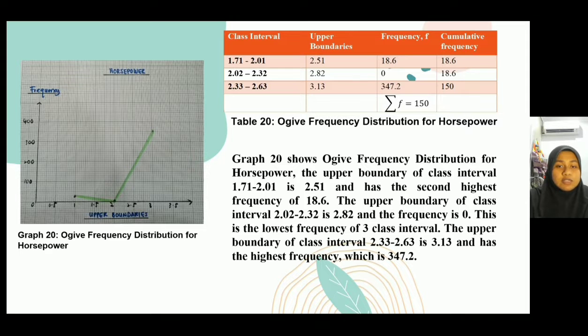Graph 20 shows the OGIF frequency distribution for horsepower. The upper boundary of the class interval 1.71 until 2.01 is 2.51 and has the second highest frequency of 18.6. The upper boundary of the class interval 2.02 until 2.32 is 2.82 and the frequency is 0. This is the lowest frequency of the 3 class intervals. The upper boundary of the class interval 2.33 until 2.63 is 3.13 and has the highest frequency, which is 347.2.